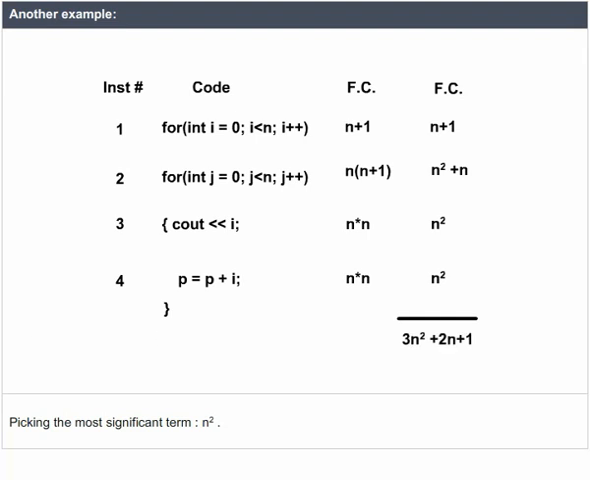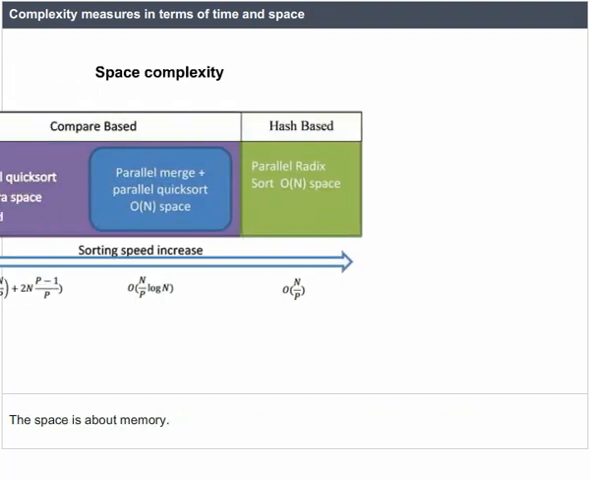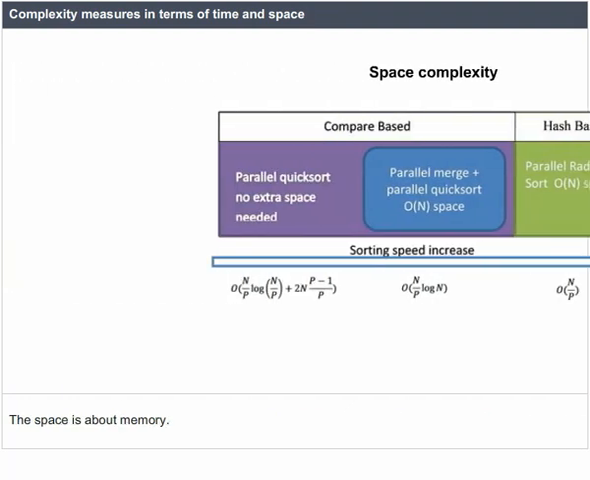Complexity measures in terms of time and space. To find out the efficiency of an algorithm, we need to examine the space and time complexity. The space is about memory. The time is about the number of instructions.